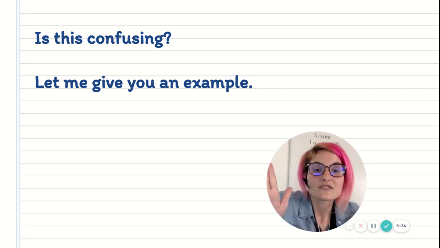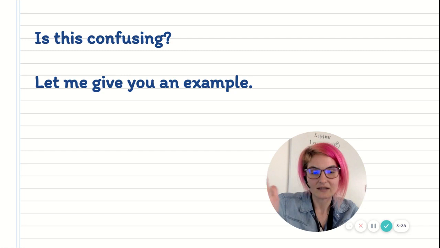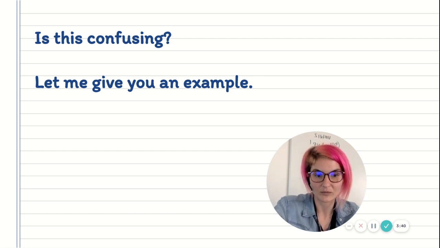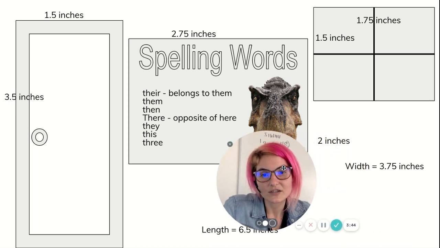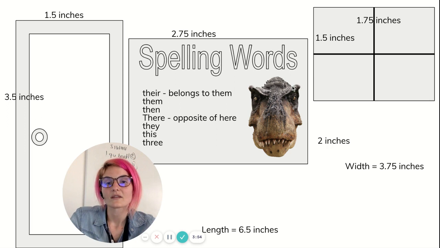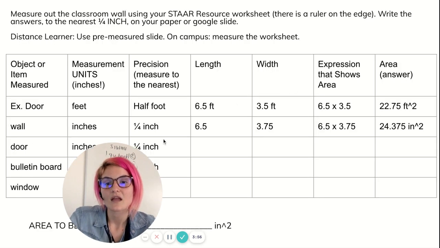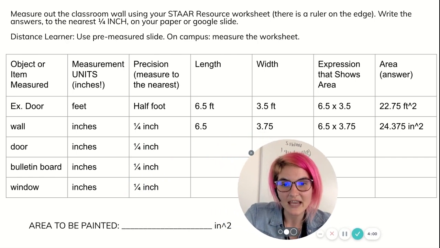So, advisors, if they got it, let them go. If they don't, let me give you a clear-cut example of what I'm looking for. You, distance learners, have something that looks similar to this, where it is all labeled. On campus learners, you are labeling this, so you are doing the measuring. You're going to use that in order to fill out this table.